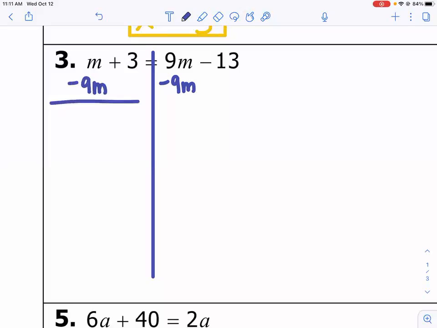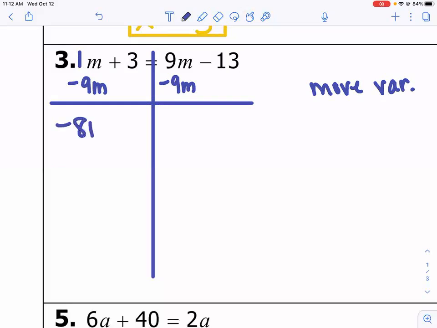Denise took 9m and tracked it over to the left side. So she moved her variable all to the left side. Okay, so this is like a 1m minus 9m. Cool, -8m plus 3 equals, the 9m minus 9m cancels out, and please make sure that negative sticks with the 13.